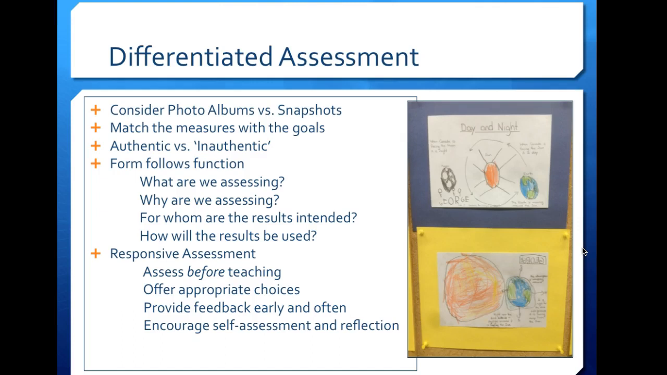You assess the students before you teach. Then you offer appropriate choices, which are your learning activities, providing feedback on an ongoing basis and encouraging students to reflect on what they're learning. And you can see in this picture there's an example of George's solar system with Earth and the sun, prior to instruction. And then above it is George's understanding of Earth and the sun after instruction. And you can see the progress over time.